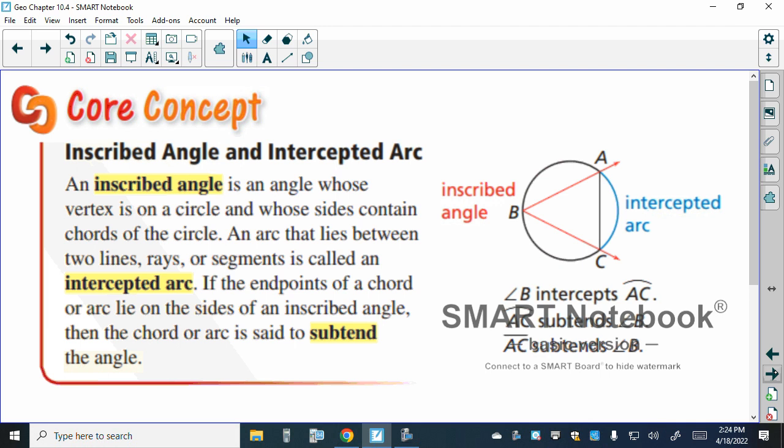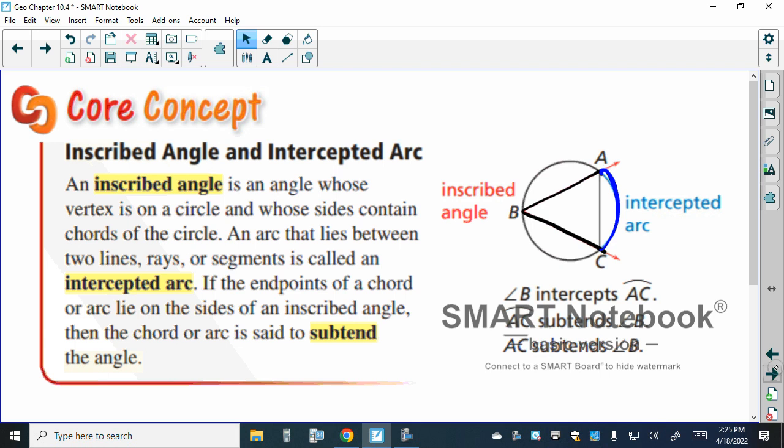So what we're looking at today is inscribed angles and intercepted arcs. An inscribed angle is an angle whose vertex is on the circle. And the intercepted arc is the arc that that angle makes up. And those are the two key things that we're going to be looking at today.